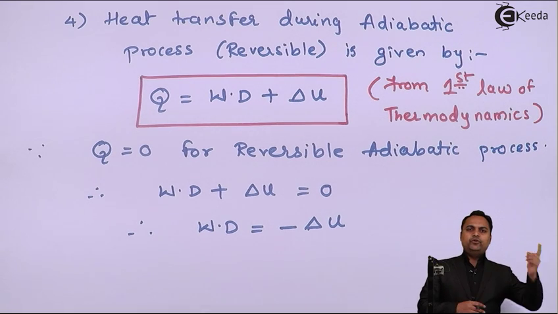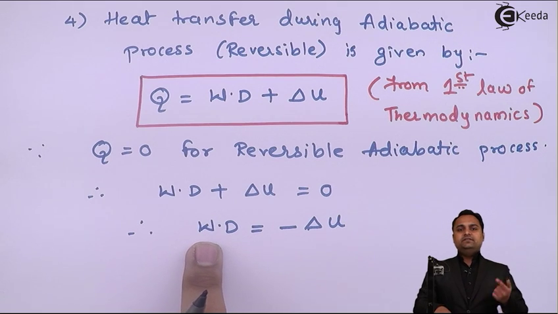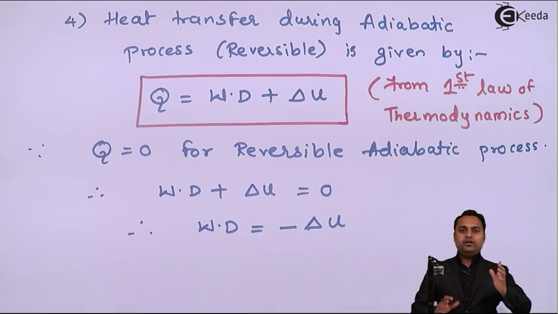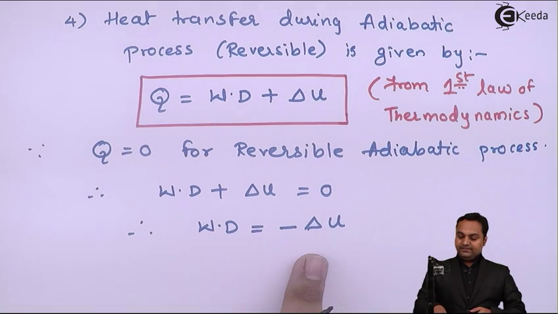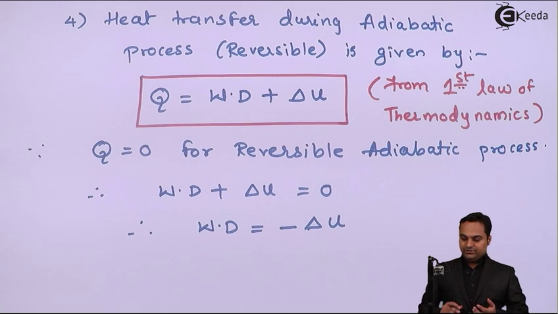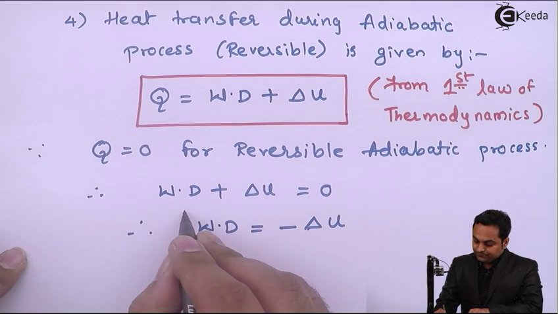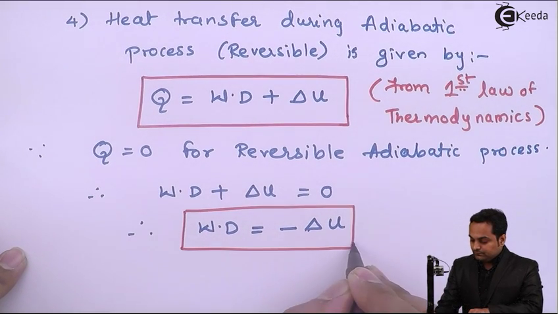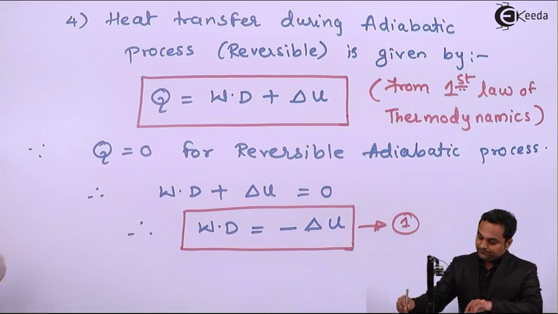And if I say the opposite, that is if we are providing work input, that will increase. If we are working on the system, then work done will become negative, and in that case change in internal energy will be positive. So the amount of work done goes into increasing the internal energy. So here from this I can say that, I'll call this as equation 1.